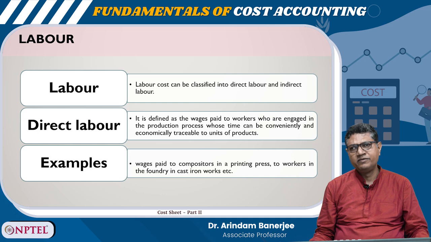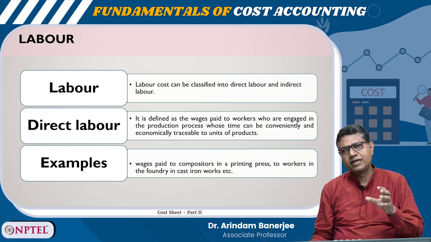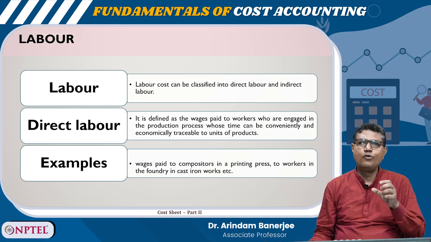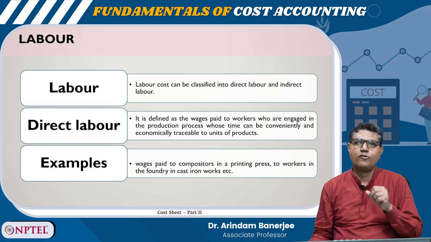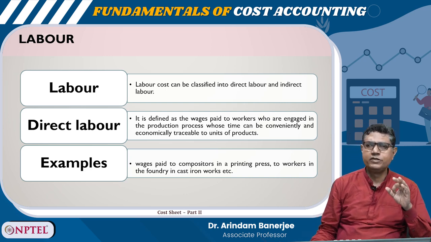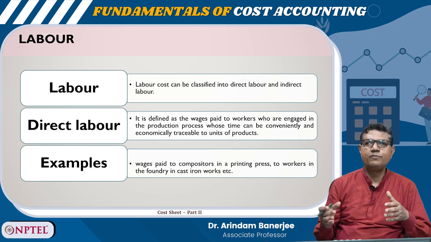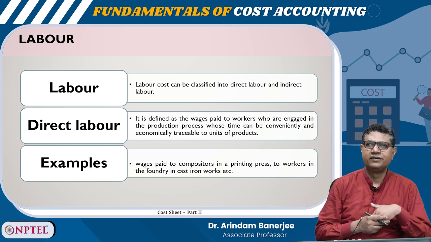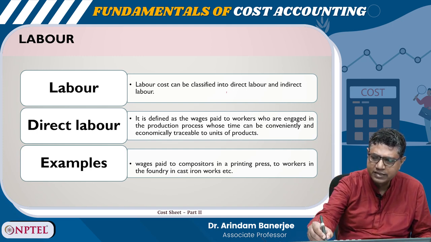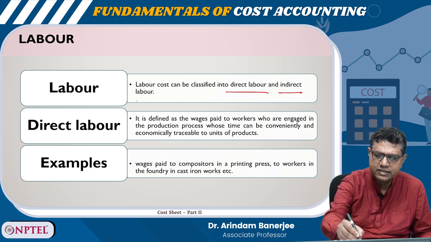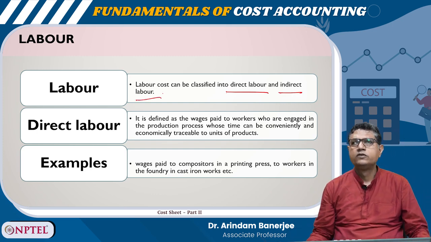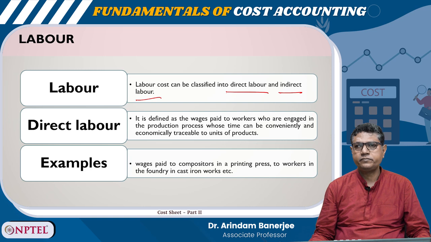In manufacturing companies, material is the most important component of the total cost structure, right? The second most important is the labor, right? So labor cost can again be classified into two parts. One is direct and the second one is indirect.